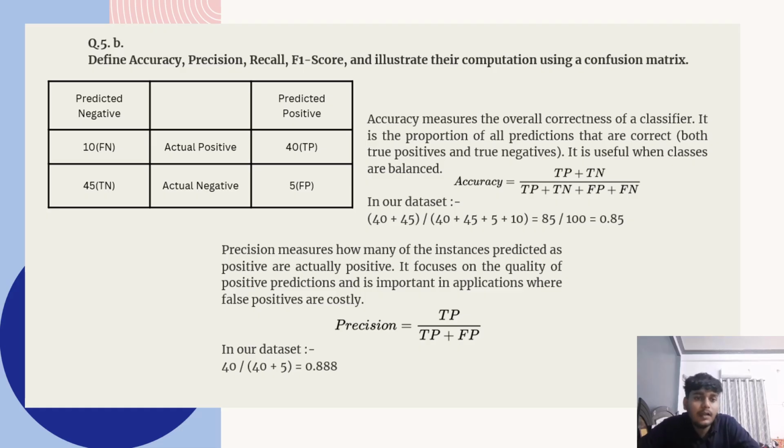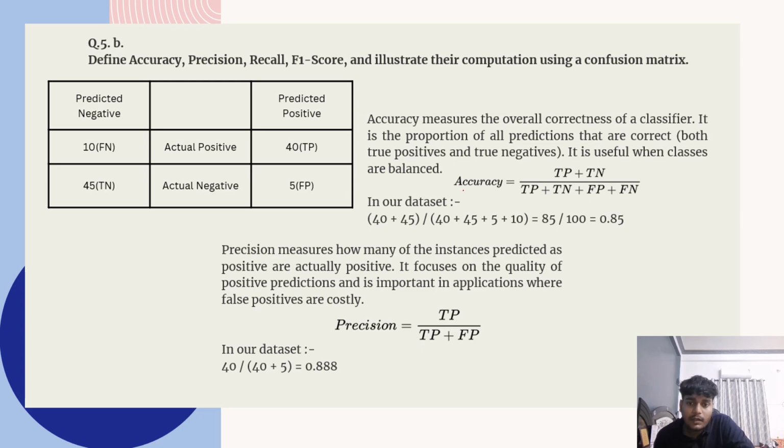Question number 5, B part: define accuracy, precision, recall, F1 score. Illustrate their computation using a confusion matrix. Accuracy measures the overall correctness of a classifier. It is the proportion of all predictions that are correct, both true positives and true negatives. It is useful when classes are balanced.